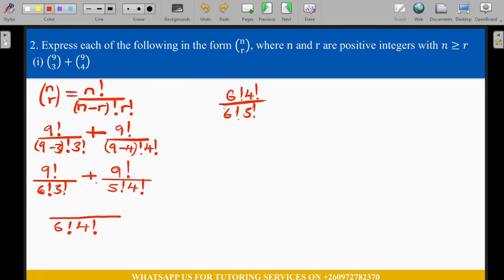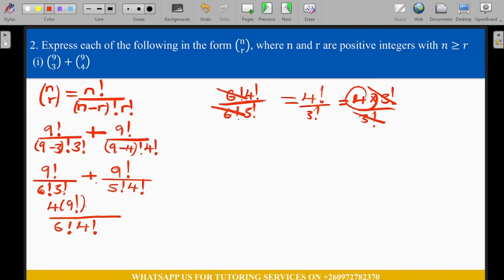Okay, so now let's evaluate. Now 6 factorial and 6 factorial cancel. Then we remain with a 4 factorial over 3 factorial. So here now what we do is we reduce the 4 up to 3 factorial. So you say 4 times 3 factorial over 3 factorial. So here 3 factorial cancels. We remain with a 4. So now we have 4 times what? 9 factorial plus. Here we do the same.